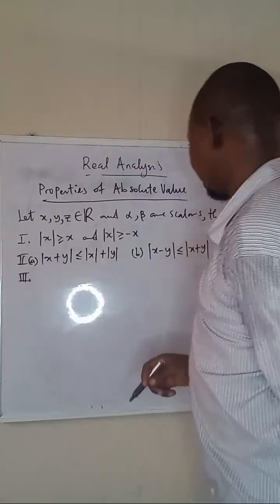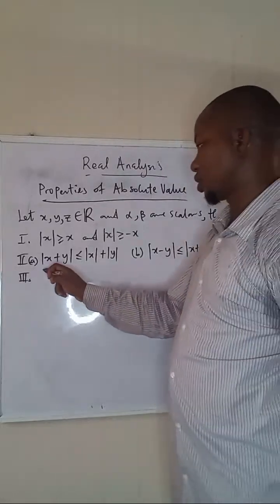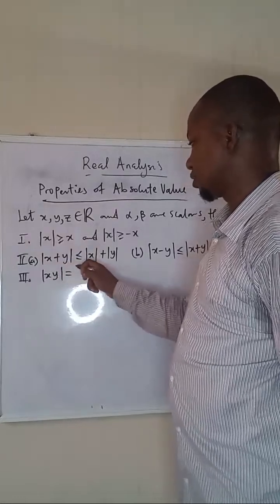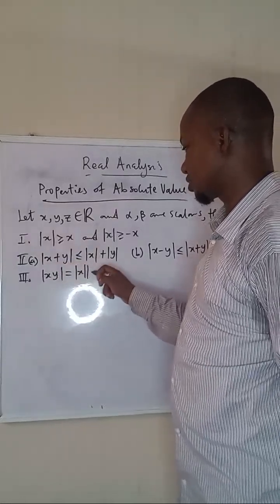So number 3, the absolute value of xy is the same thing as this.